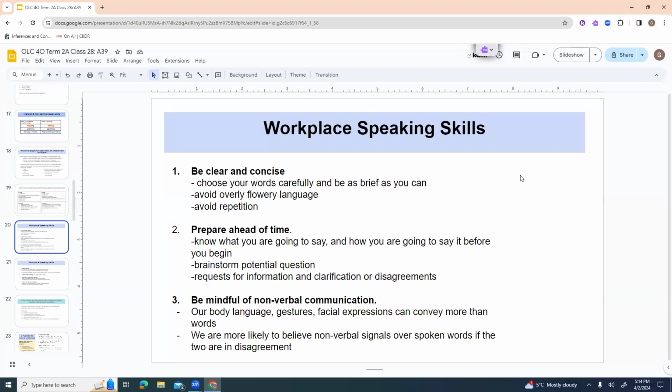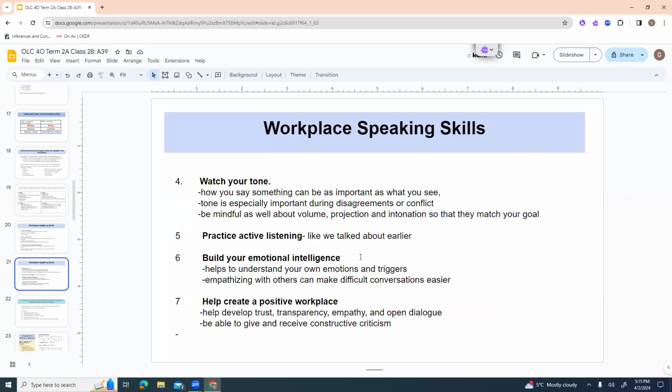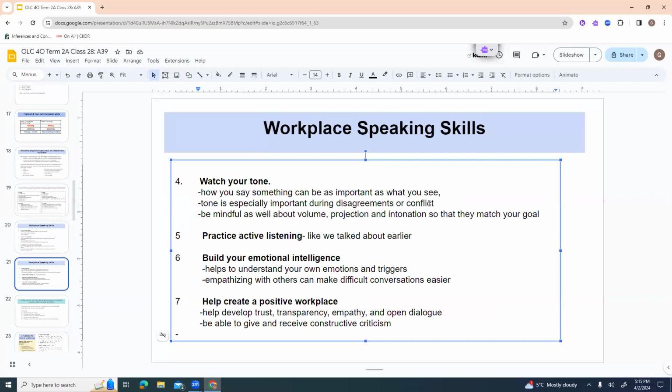Number three, be mindful of nonverbal communication. Our body language, gestures, facial expressions can all convey more than words. We are more likely to believe nonverbal signals over spoken words if the two are in disagreement. So if you are frowning at somebody but saying good job, they're more likely to believe your frown than they are to believe you telling them that they're doing a good job. Number four, watch your tone. How you say something can be as important as what you say, not what you see, what you say. Tone is especially important when you are having a disagreement or a conflict because people get very sensitive at that point.